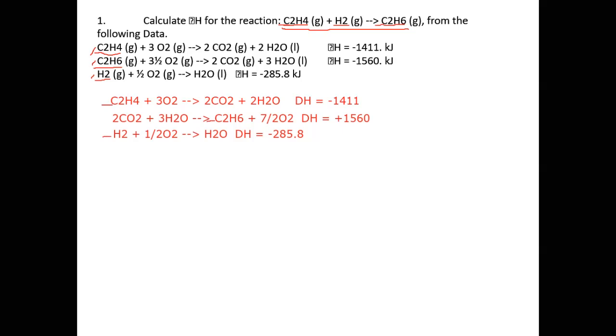Now we have to see if these cancel out. So this 2CO2 cancels with this 2CO2. 3H2O cancel with these three H2Os. Now 7/2 O2 cancels with the 3O2 and the 1/2 O2. So now notice that when we add these together, we get C2H4 plus H2 yields C2H6. Delta H equals, we have to add all those three delta H's together.